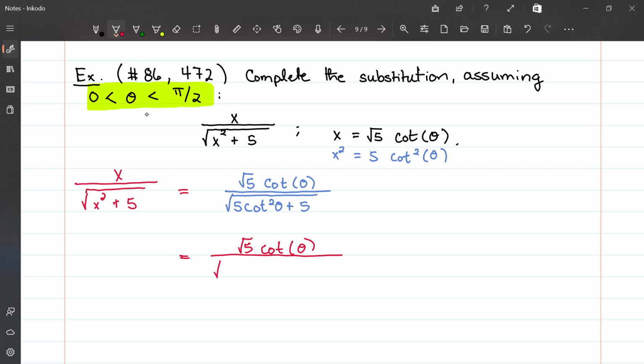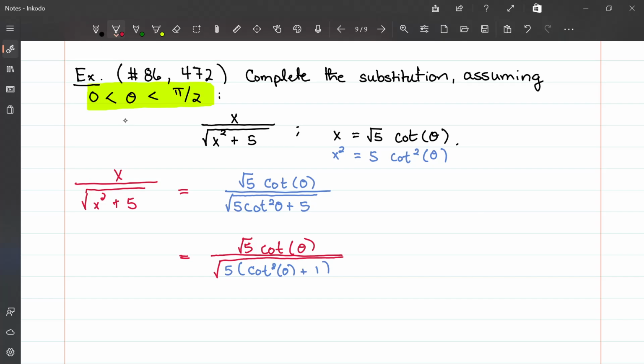It's going to seem almost like an inconsequential little simplification or rewrite, but it's actually going to be very helpful, as you'll see in a second. I'm going to factor 5 out of both of these terms inside the square root, which should leave me with 5 times, in parentheses, the cotangent squared plus 1.